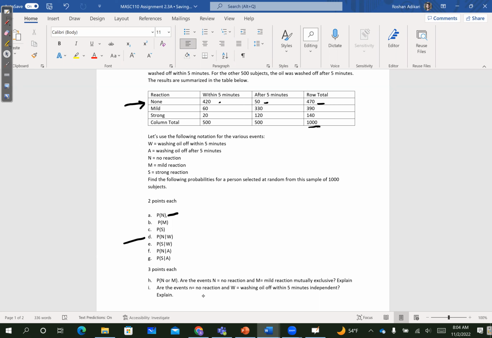But how about this, for example? I'm not going to do everything for you. Now this notation means N given W. So the probability of the event N, assuming W has happened. So in English, this means no reaction provided that it happened within 5 minutes. That's the case. So this is the number over, total is not 1000 now, it's 500, right? So this would be a nice exercise for you to understand that. Now, please read the book, and also you have very good slides.